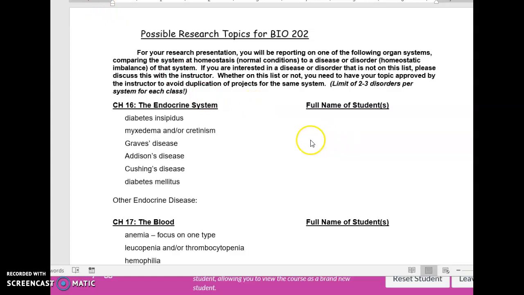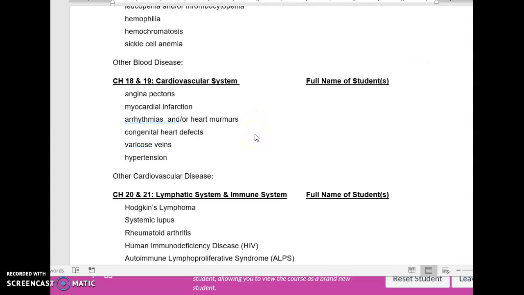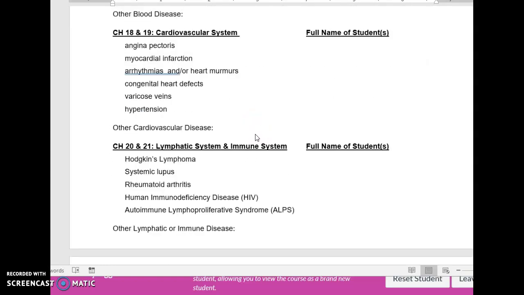Now this sheet has many ideas for homeostatic imbalances, but if you know of another one that falls under one of the topics we study, feel free to study that one. Just let me know, run it by me.